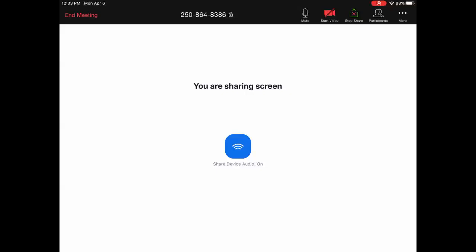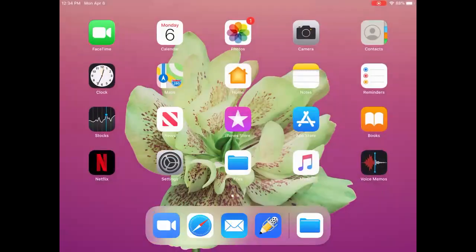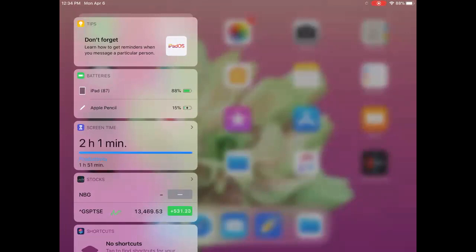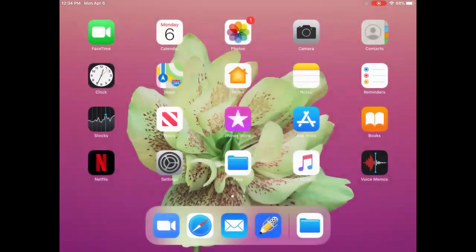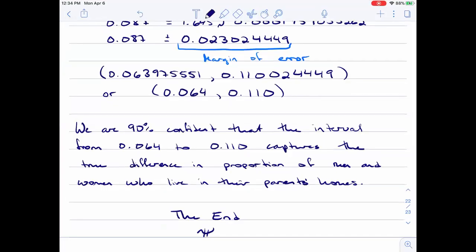Start this recording. Oh, right. I'm charging my pencil. Hopefully 15% is enough. Let's see. Plug in my iPad. So much charging going on. All right.